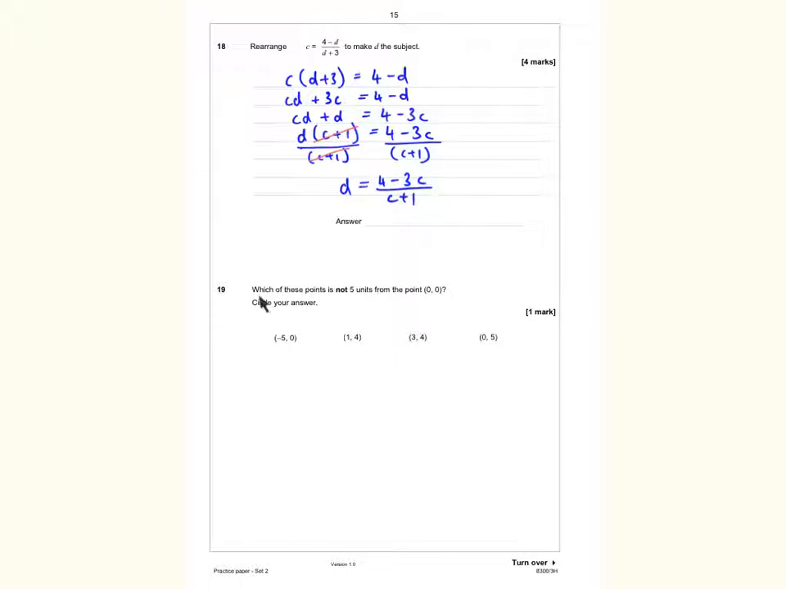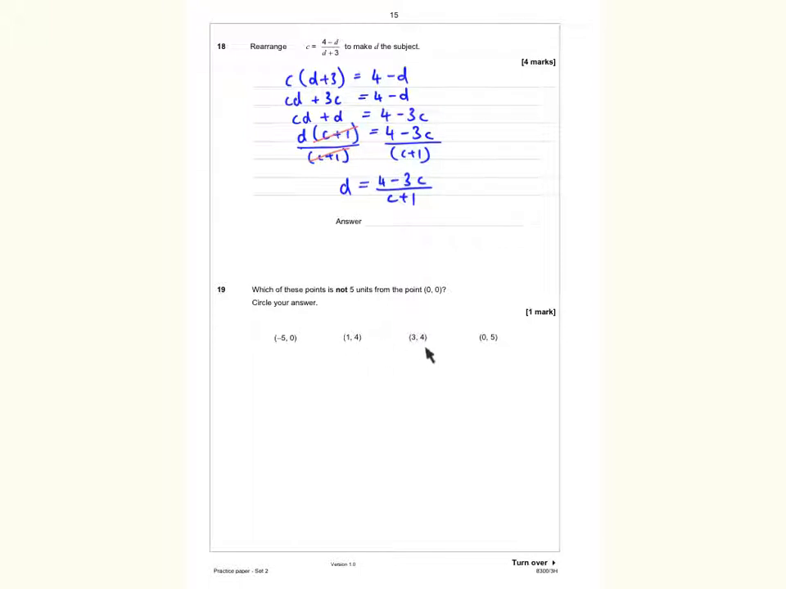Now, question 19. Which of these points is not 5 units from the point 0, 0? Circle your answer. Well, that's clearly 5 units from 0, 0. This one we're not sure about. This one you might know right away, but let's say we're not sure about that. And this one is definitely 5 units away.